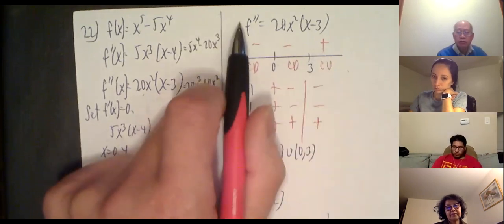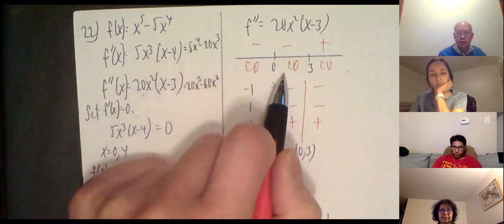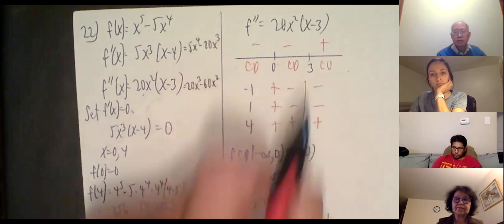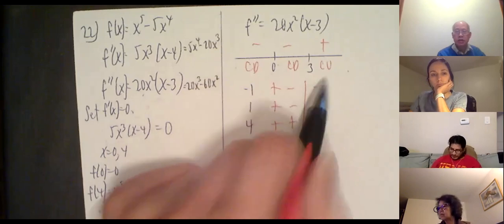Okay. Second derivative negative, concave down. Second derivative positive, concave up. Go ahead and build your cheat sheet for the next test. Put that down on your next cheat sheet.